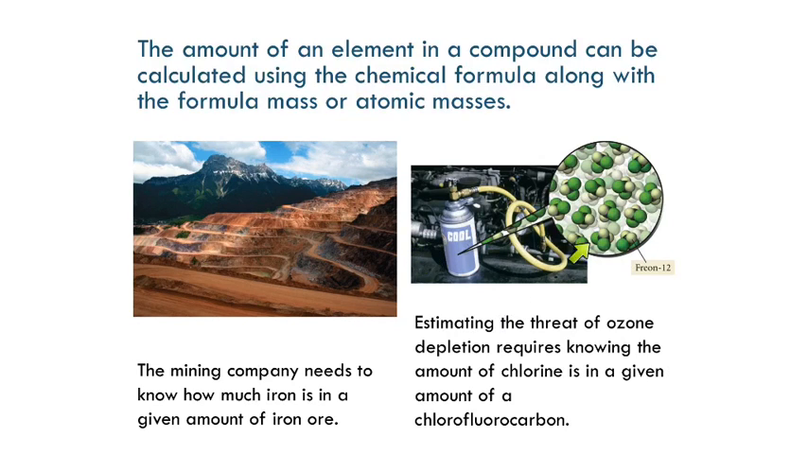Freon looks like this, Freon 12. And this isn't great for the atmosphere because it's got chlorine in it, and it goes up in the atmosphere and messes with the ozone layer. We need to know, though, how much chlorine is in a given chlorofluorocarbon, because there's also carbon and fluorine in here. And so how do you know how much chlorine is in there? You have to look at the composition.